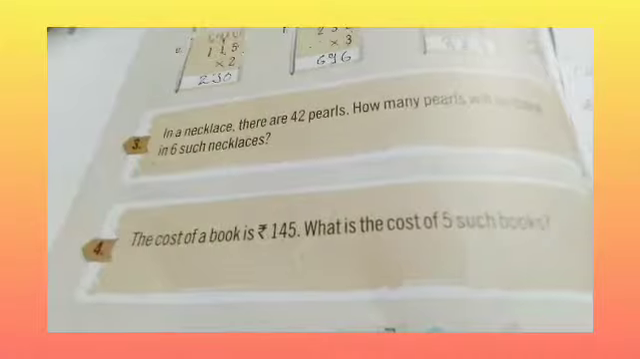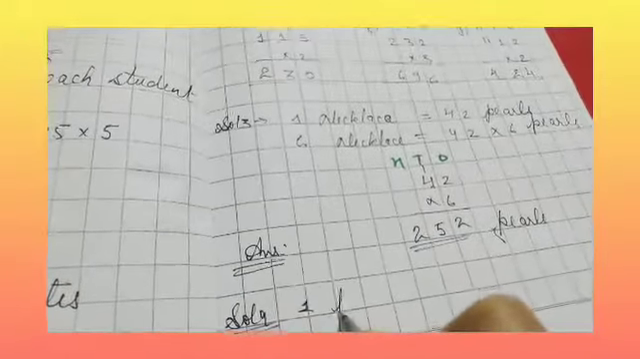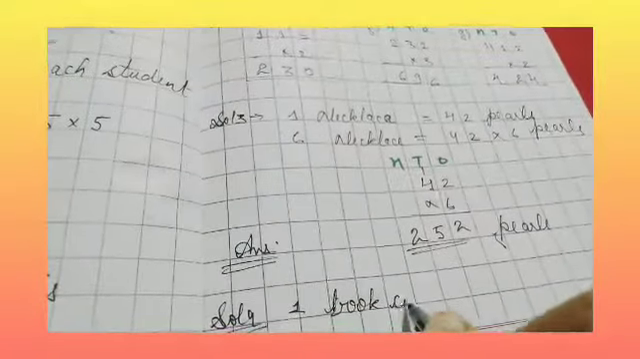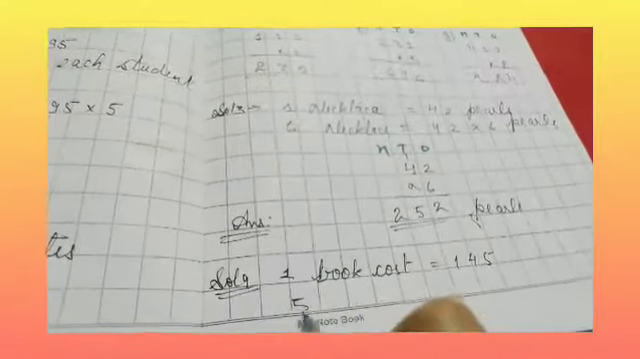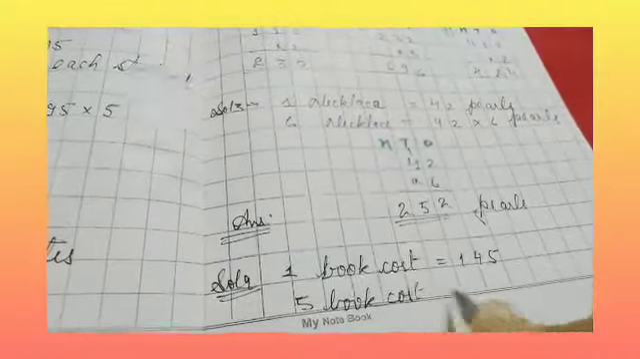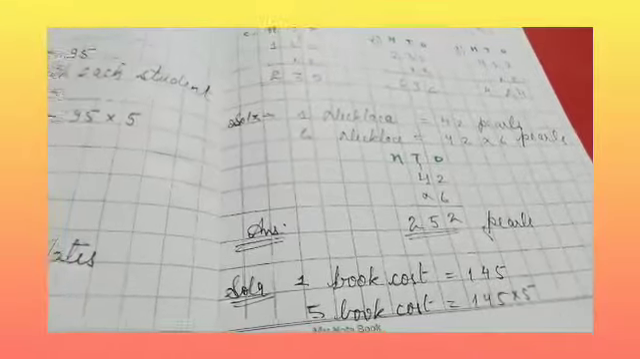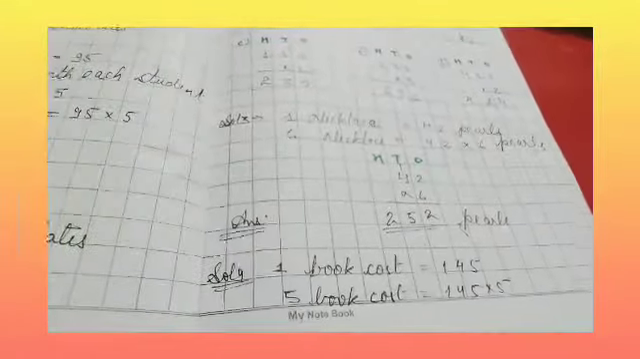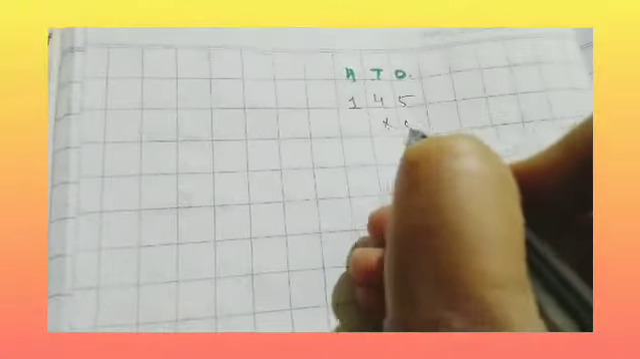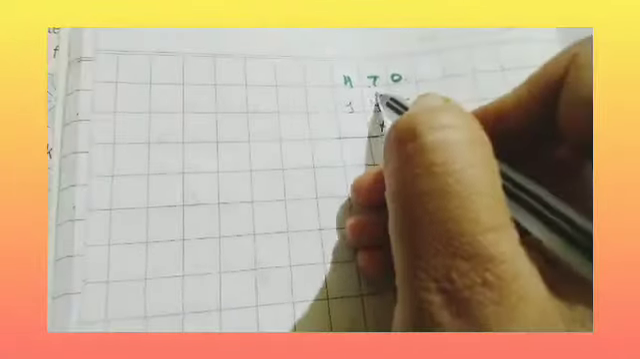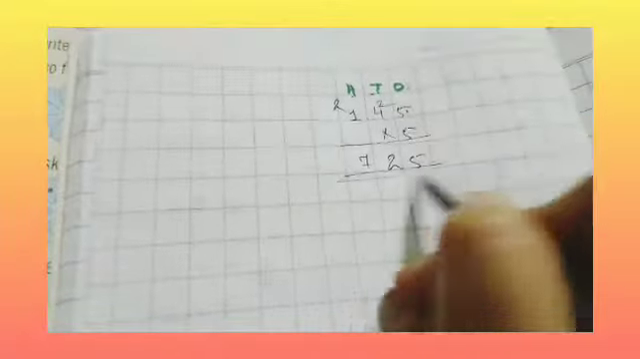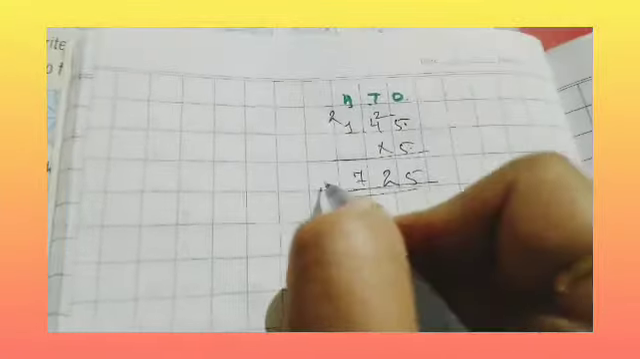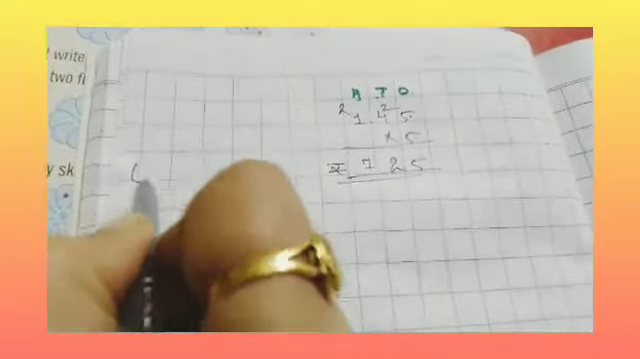So let us do it in the classwork copy. One book cost is equal to 145. Five books cost is equal to 145 into 5. So children, let us solve. With the help of colored pencil, write 1s, 10s, 100s and 145 into 5. So 5 5s are 25, 5 carry 2, 5 4s are 20 and 2, 22. So 2 carry 2, 5 1s are 5, 7. So answer is 725 rupees. Okay children, this is our answer.